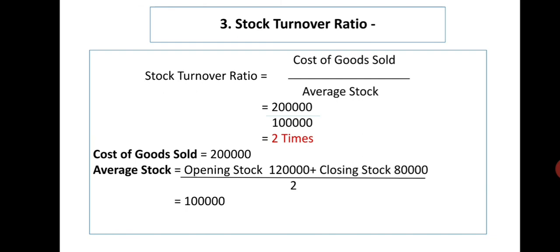Next, stock turnover ratio. This is a very important thing. Stock turnover ratio is equal to cost of goods sold divided by average stock. Cost of goods sold, which is given in the problem, is 2 lakh. And average stock: opening stock is 1,20,000, closing stock is 80,000, divided by 2, so it comes to 1 lakh. So 2 lakh divided by 1 lakh, stock turnover ratio comes to 2 times.